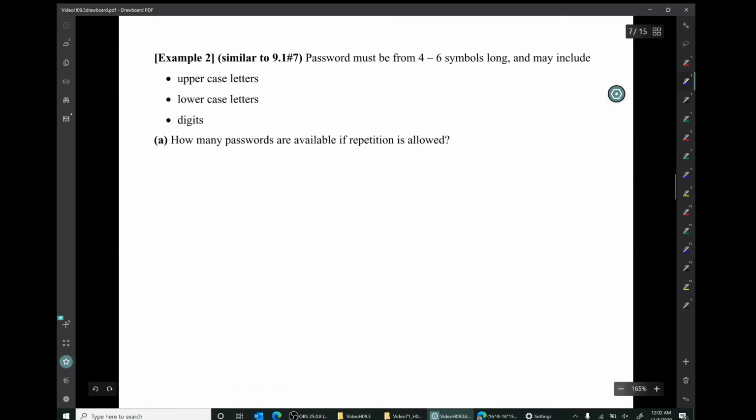Let's go on. Example 2. This one's similar to 9.1 number 7. A password must be from 4 to 6 symbols long and may include these symbols: uppercase letters, lowercase letters, and digits. Question A. How many passwords are available if repetition is allowed? Well, this is going to be a problem that involves using the multiplication rule to choose symbols to go in blanks. But the problem is also going to involve the addition rule, because we are going to have to count 3 different batches of passwords.